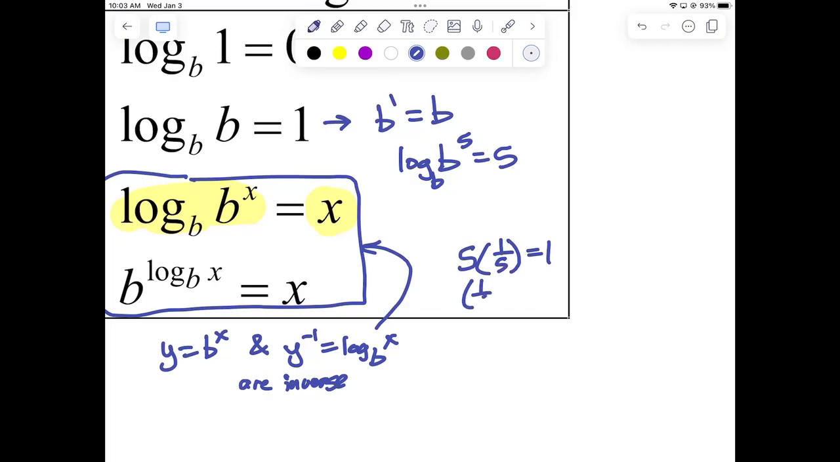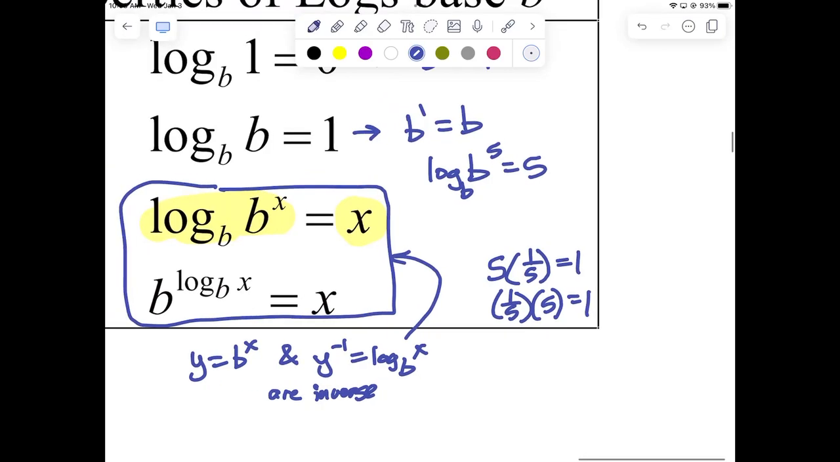What if I do it the other way around? What if I do 1/5 times 5? It's still 1. That's the same idea. We're just composing them in different orders. We're logging it, and then exponentiating it, or exponentiating and then logging it. As long as it's the same base, they'll undo each other, and we're right back where we started. Got it? Okay.